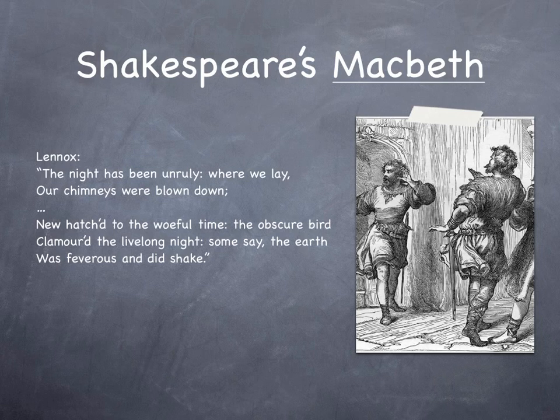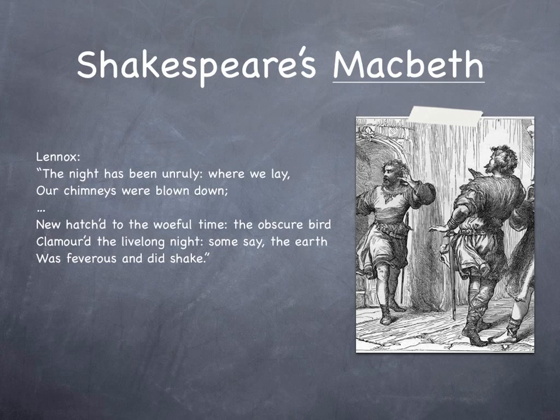Now, to illustrate this, the nobleman Lennox in the play describes some very bizarre and unhappy events that occur on the night of the murder. Without even knowing that the murder has occurred, Lennox remarks, "The night has been unruly. Where we lay, our chimneys are blown down. New hatched to the woeful time, the obscure bird clamored the livelong night. Some say the earth was feverous and did shake."